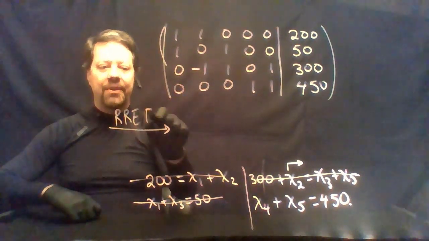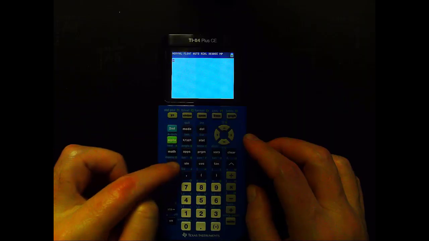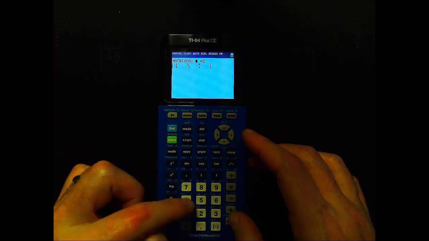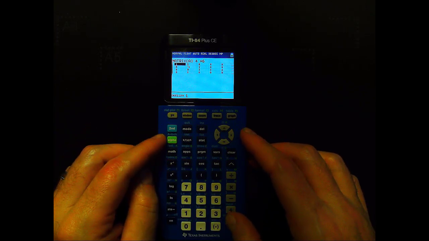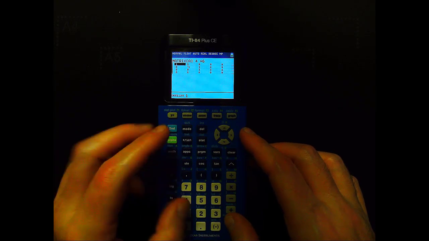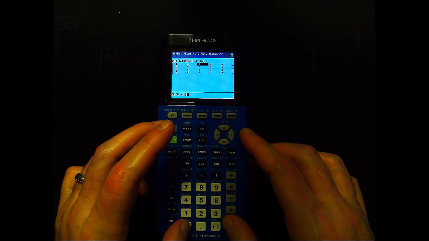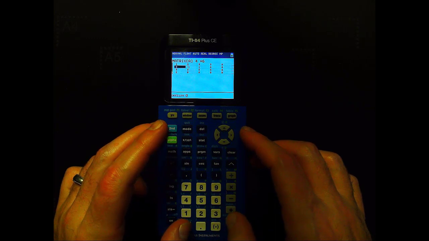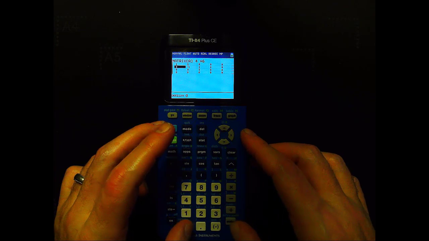I will calculate the reduced row echelon form using my calculator. We need to enter the matrix, so we're going to edit, and this was a 4 by 6, so it's 4 enter, 6 enter. Now we have to enter all of the entries into the matrix. 1, 1, 0, 0, 0, and the last one was what? 200?